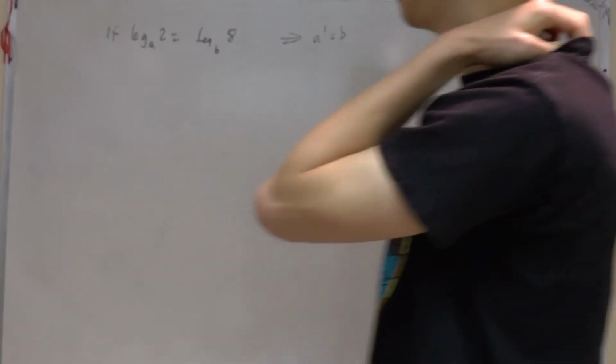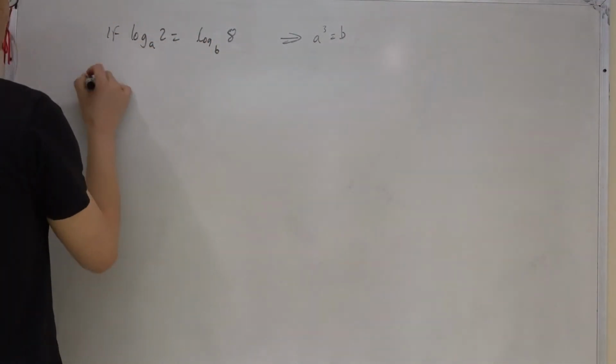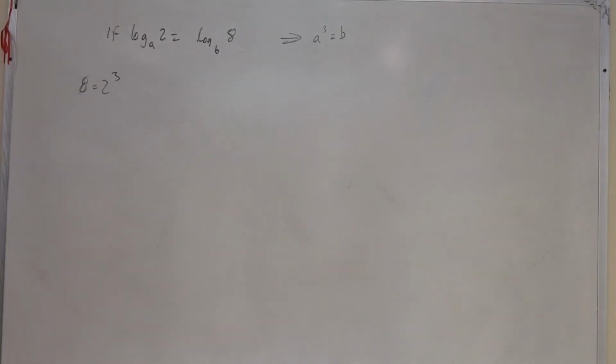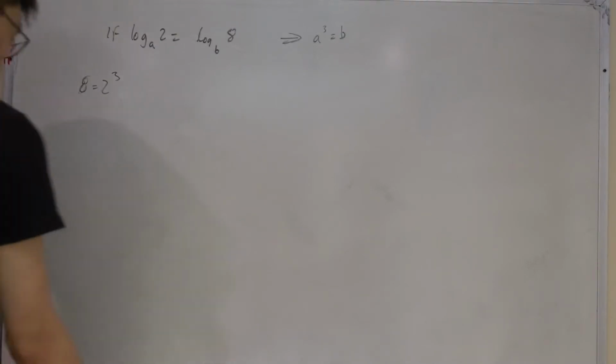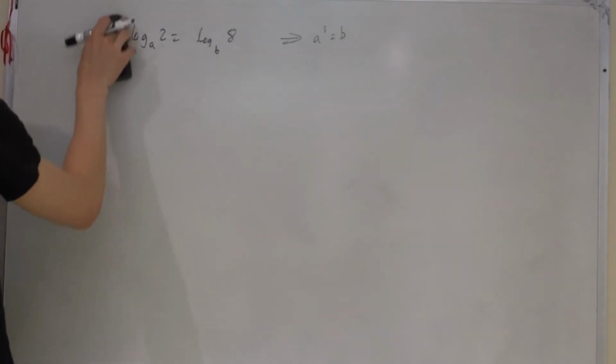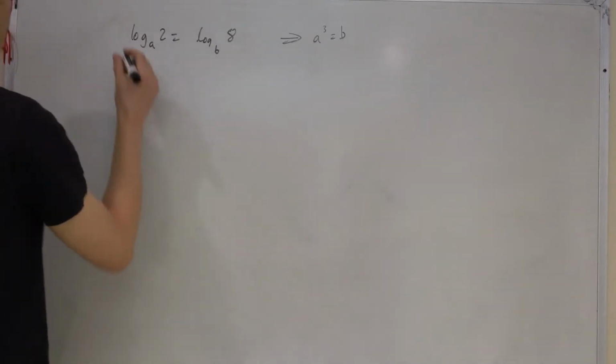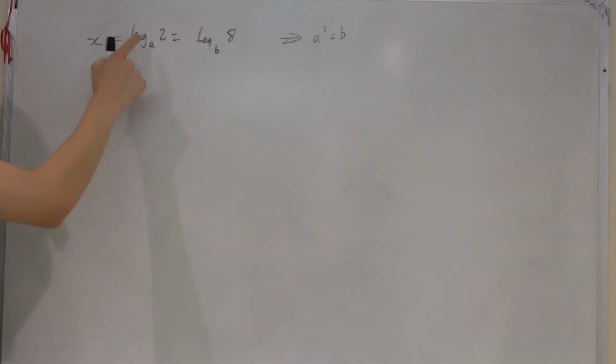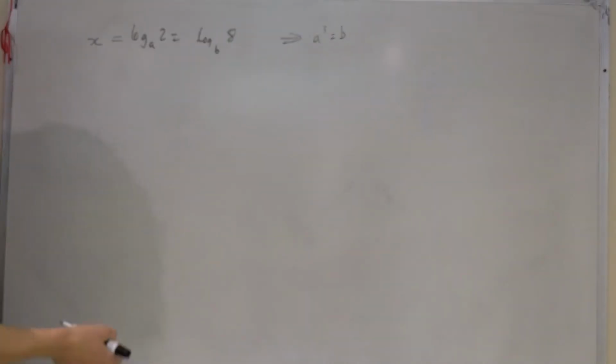And I think you immediately see that 8 is equal to 2 cubed. And so maybe this is our lead. Maybe this is the way we need to go. Right? So here's a hint. When you don't know what exactly you need to do, just label your unknown as a variable. So we're going to call this value, log base A of 2 and log base B of 8, x. We can do that because we know they're the same thing.